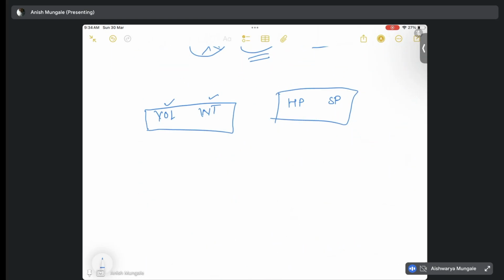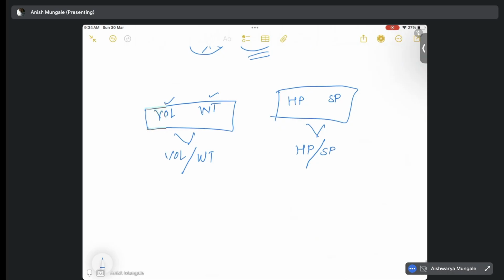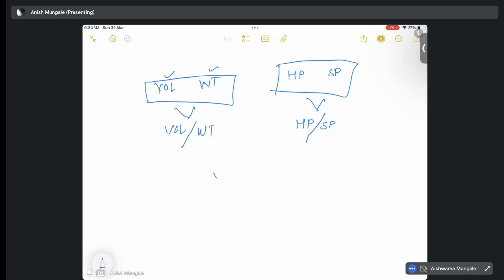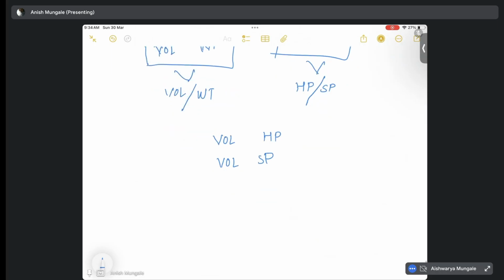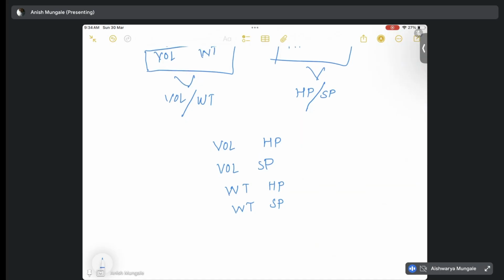Now I need to choose one of these, either volume or weight, and I need to choose horsepower or SP. So in how many combinations can I choose? I can choose volume with horsepower, volume with speed, weight with horsepower, and weight with SP. Correct?